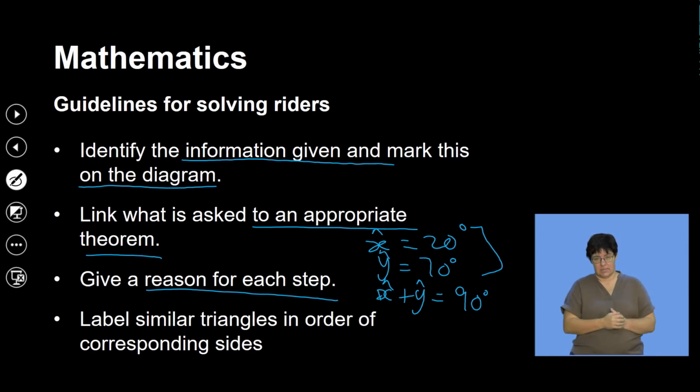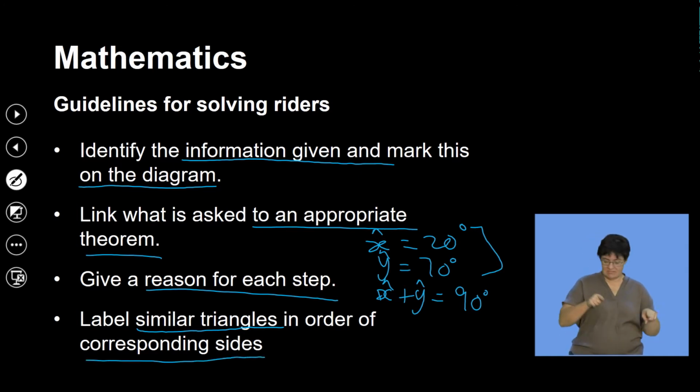Remember, we said in geometry, monkey see, monkey do does not apply. Because it looks like it, really it does not make it it. So make sure you always tell me, why do you think this is this? Why do you think this is that? And then lastly, you label similar triangles. This is with respect to similarity, right? And then in order of their corresponding sides.